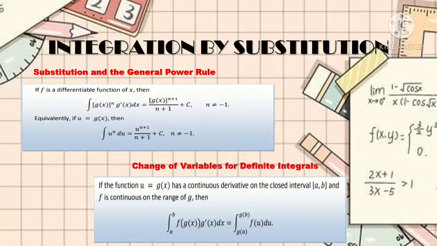Substitution and the general power rule. If f is a differentiable function of x, then n is not equal to -1. The change of variables for definite integrals. If the function u equals function g has a continuous derivative on the closed interval [a, b], and f is continuous on the range of g, then we can find the answer through the limits.